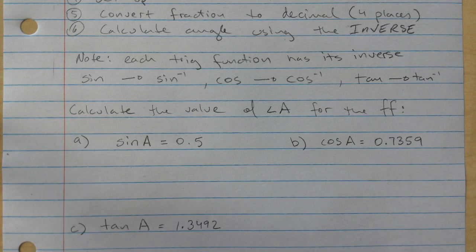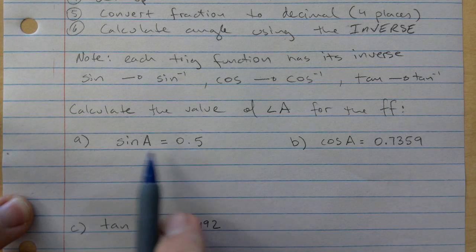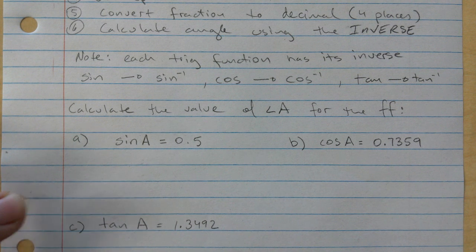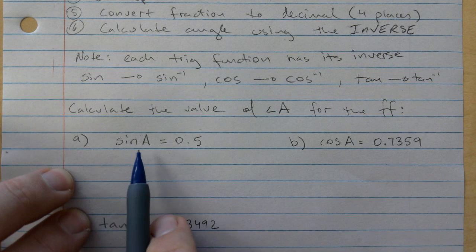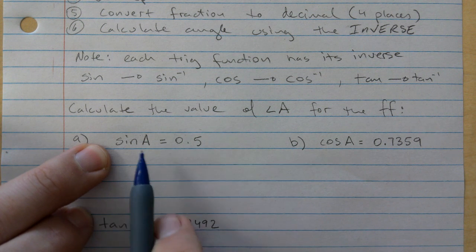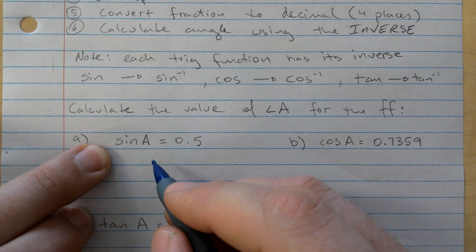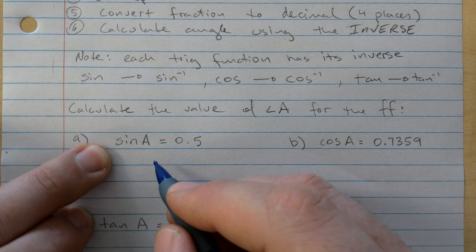I appreciate that. Okay, let's go back here. If you have something like this, it's basically going to be the second last line when we do a full-on problem. So I'm fast forwarding to that point right now because I need you to practice using the inverse. So if sine of angle A is 0.5, what is angle A? And this is how I want you to write it.